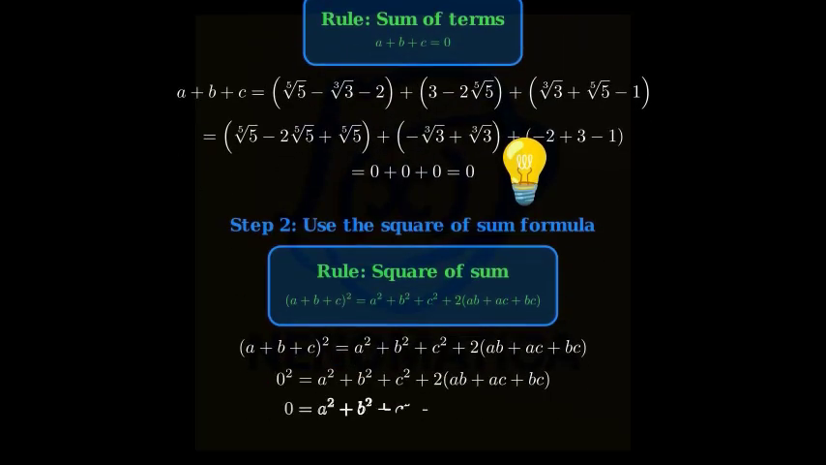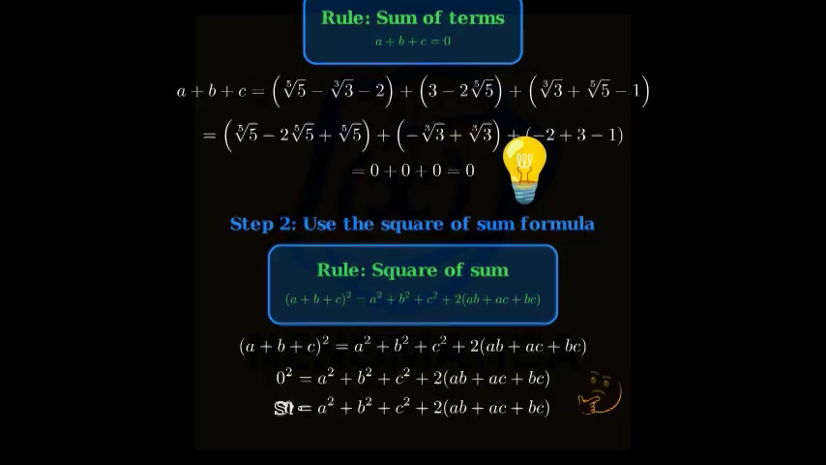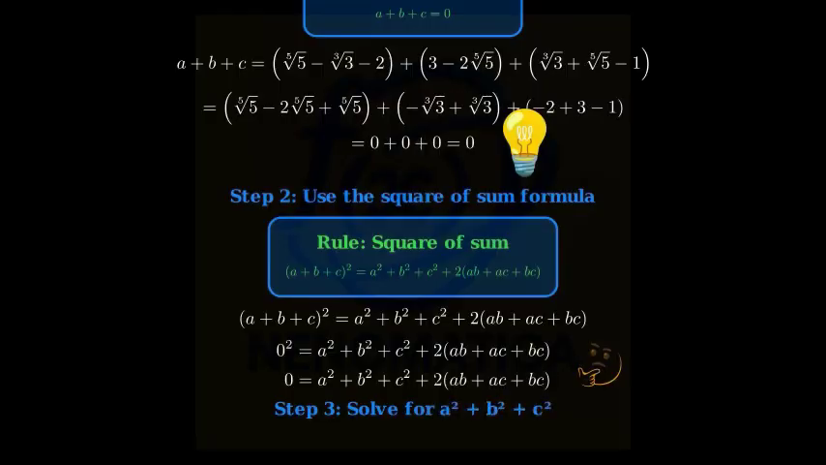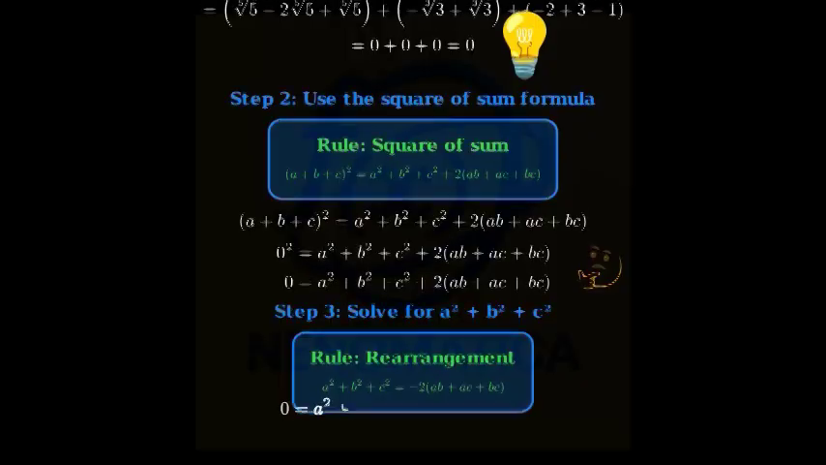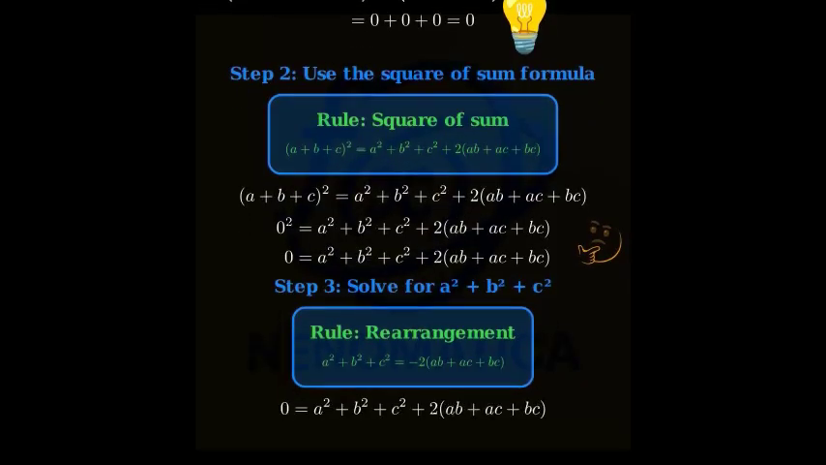Since a plus b plus c equals 0, the left side becomes 0 squared, which is 0. Therefore, 0 equals a squared plus b squared plus c squared plus 2 times (a times b plus a times c plus b times c). Step 3. Now we'll solve for a squared plus b squared plus c squared. From the previous step, we have 0 equals a squared plus b squared plus c squared plus 2 times (a times b plus a times c plus b times c).